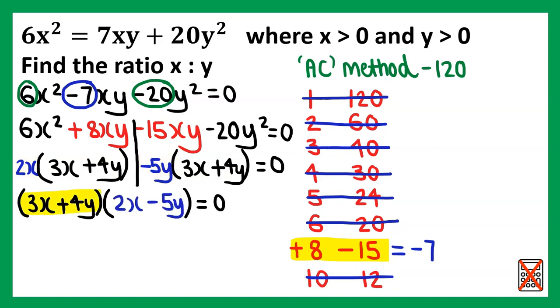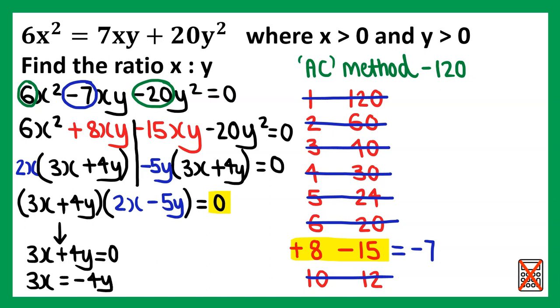To multiply one bracket by another bracket and end up with 0, one of your brackets must have been equal to 0. So if 3x plus 4y is equal to 0, that would mean that 3x was equal to negative 4y. And if 2x minus 5y was equal to 0, that would mean that 2x must be equal to 5y. That would mean that the ratio of x to y for this first solution would be 3 to negative 4.